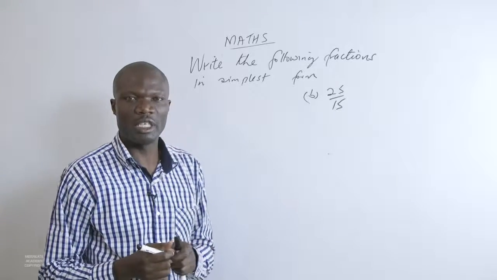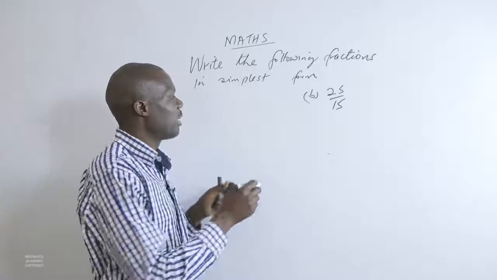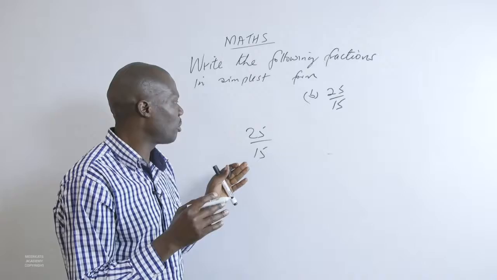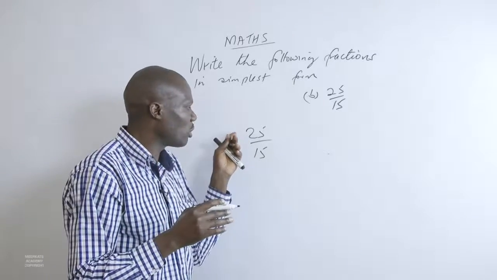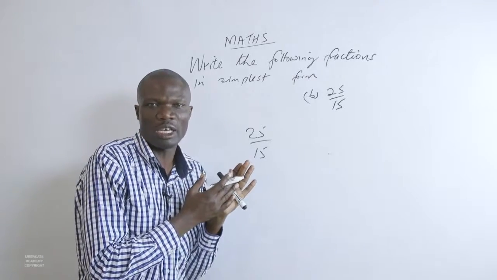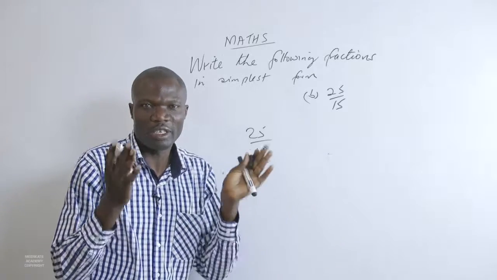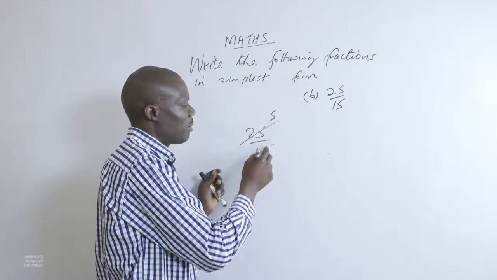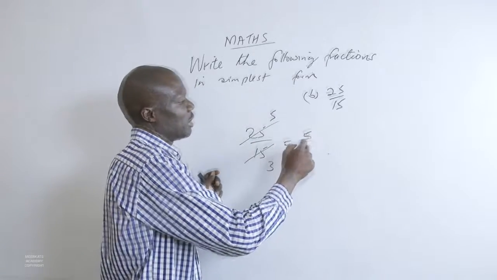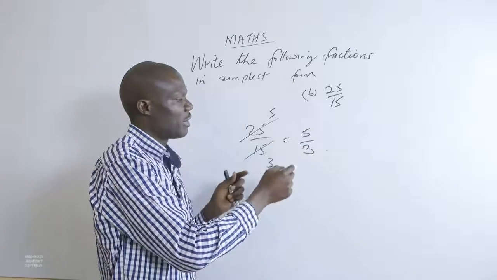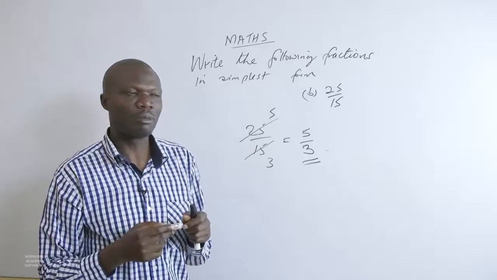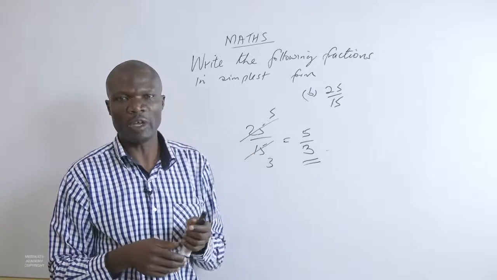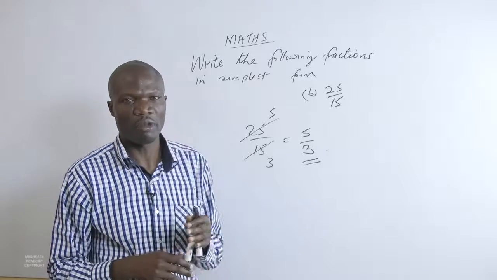For 25 over 15, if we choose to simplify, we should identify the highest common factor between 25 and 15. And this one is telling us the highest common factor is what? It is 5. So 25 divided by 5 gives 5, and 15 divided by 5 gives 3. So the answer is 5 over 3. So 5 over 3 is our simplest form of the fraction when we simplify 25 over 15.